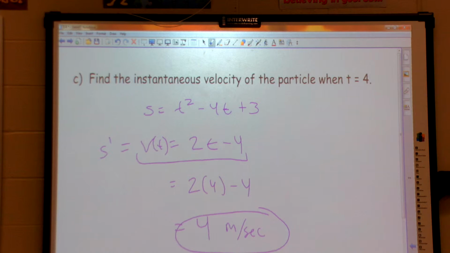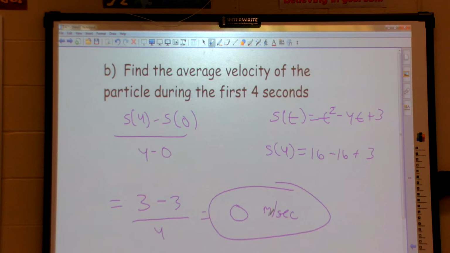So at 4 seconds, and here's the weird thing, at that moment, I'm moving 4 meters per second. That's kind of mind-blowing. How can I be moving at one moment? Couldn't you say the same for the seconds 0 through 3 then, since the one above was the same? Couldn't you say they're all 4 meters per second? Now, say that again. Well, question B said find the average velocity of the particle during the first 4 seconds. So that, say the other seconds.